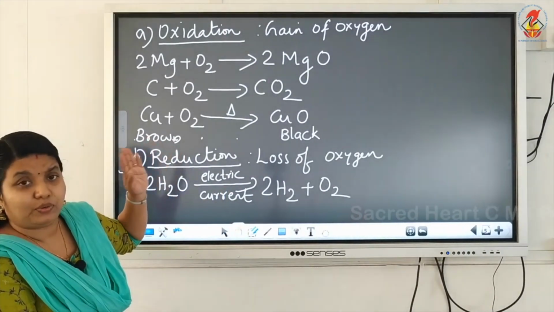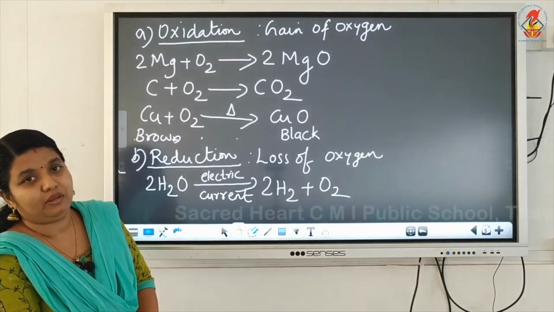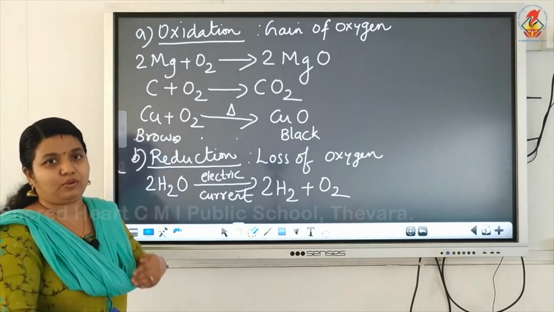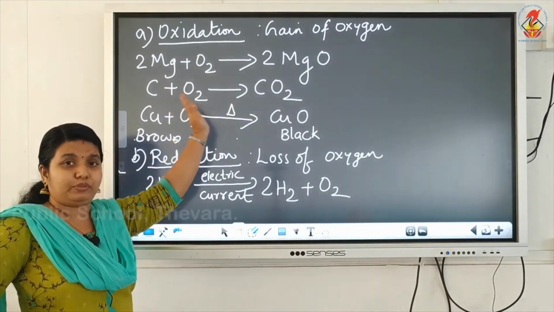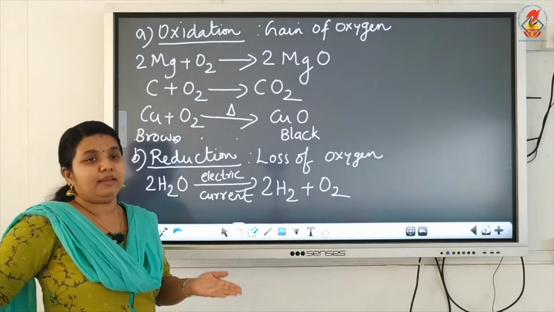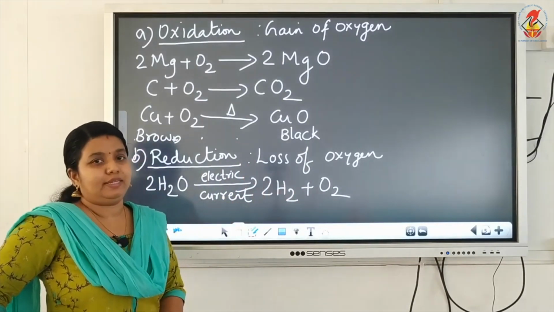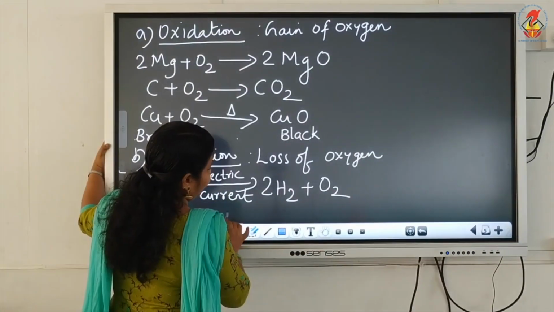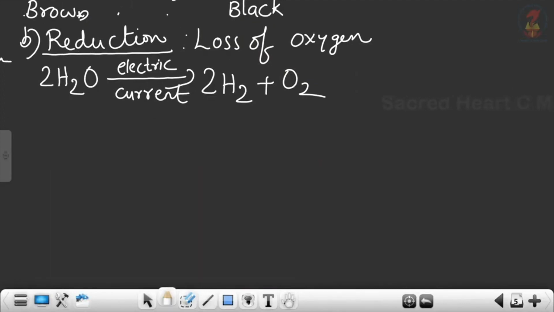So before we discuss what is a redox reaction, you should be familiar with what is oxidation and what is reduction. Oxidation is gain of oxygen, where a substance gets oxygen or adds oxygen to it, like magnesium changing to magnesium oxide, carbon to carbon dioxide, copper to copper oxide. Whereas reduction is loss of oxygen. A substance is losing oxygen. Water splits to hydrogen and oxygen in the presence of electric current. That is a reduction reaction. Now let us see what is a redox reaction.